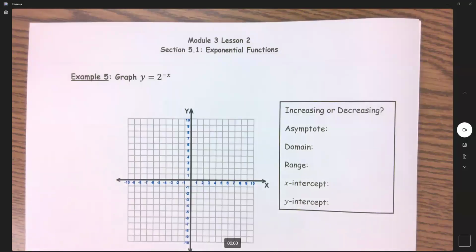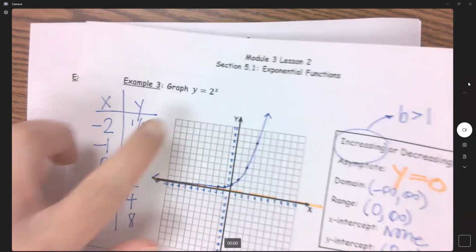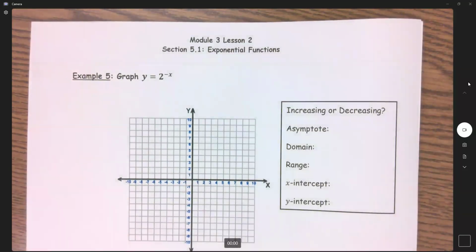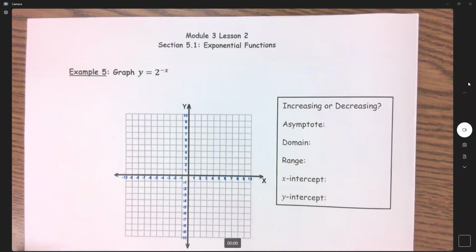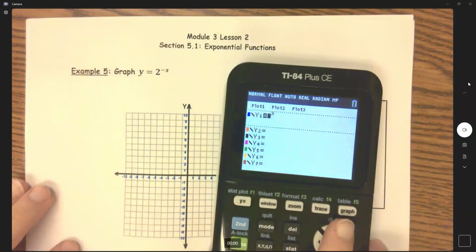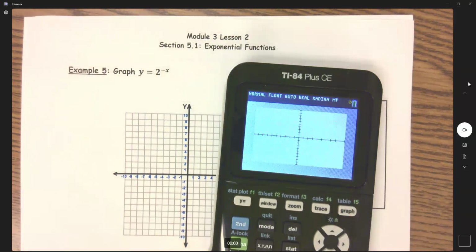Example 5 wants us to graph something very similar. Instead of y equals 2 to the x power, now I need to graph y equals 2 to the negative x power. So again, if we go into our graph, I'm going to change my exponent to a negative x and hit graph.